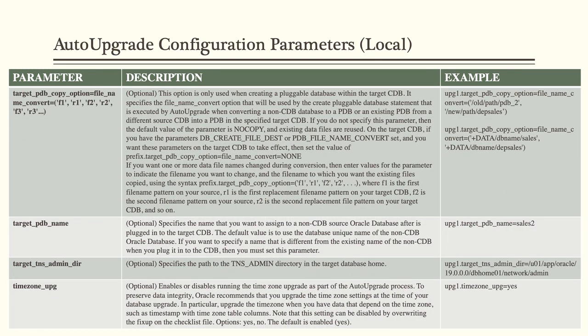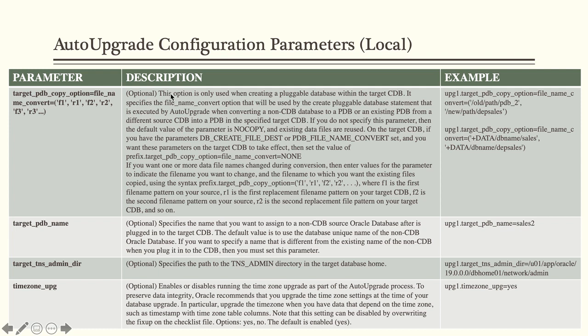Then when you are plugging the database in at the end of the upgrade, should it copy the files or should it move the files? And if it needs to copy the files, or move the files, or take no action, then what is the file name conversion format to be applied? So F1, R1, F2, R2, F3, R3 is nothing but the source path to target path mapping.